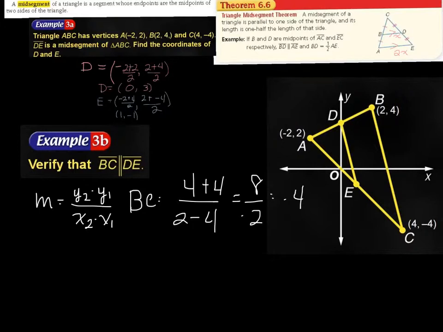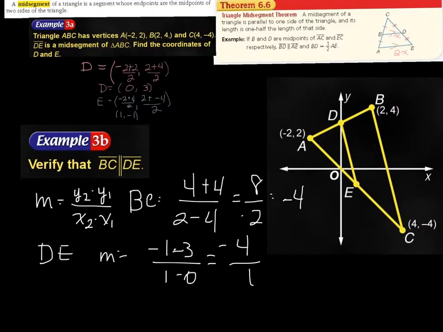For DE, the slope is going to be, again, change in y. So -1 minus 3 over change in x. We started with the -1, so we need to start with 1 minus 0. That's not too bad. -1 minus 3 is -4 over 1 minus 0 is 1. So that also has a slope of -4. So that confirms same slopes, they are parallel. Trying to make a little therefore sign.